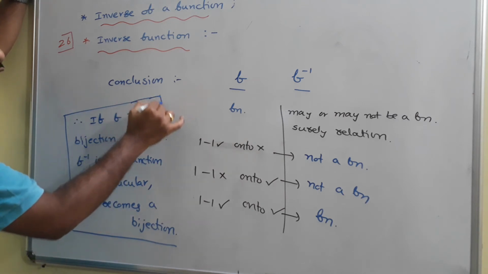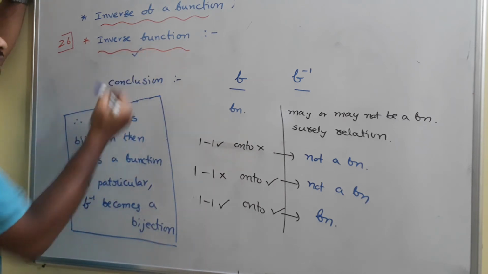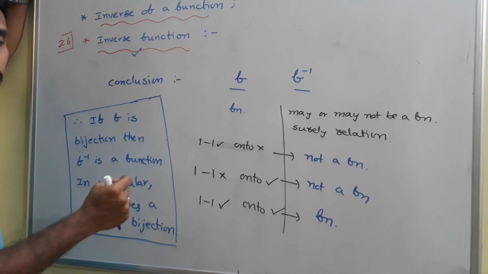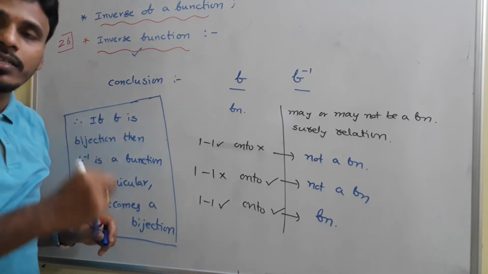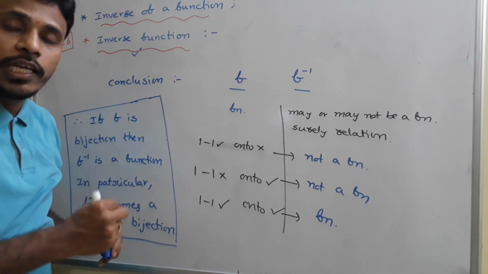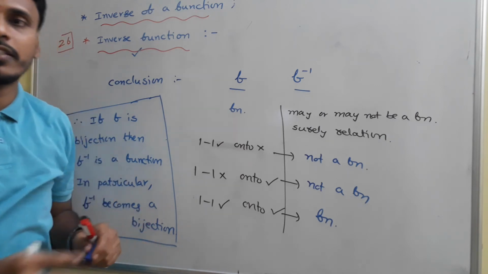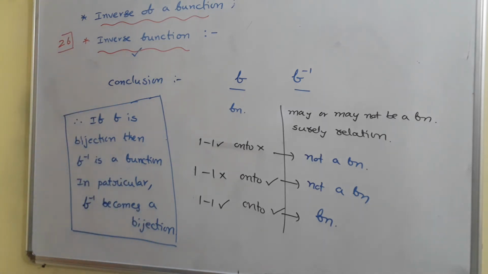So inverse of the function exists only for bijections. What is our conclusion? Inverse of the function exists only for bijections. If we have a bijective function, then its inverse is again a function, not only a function, it becomes a bijection. Just have a look, don't get confused.